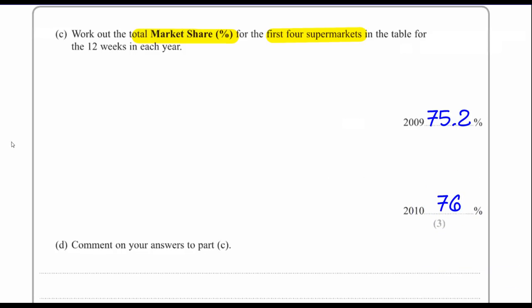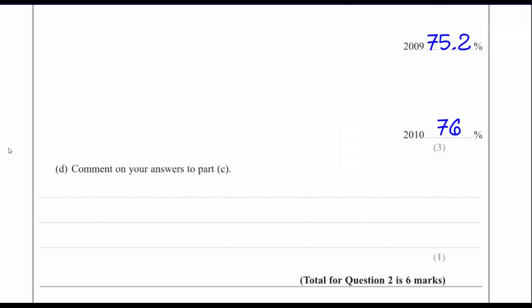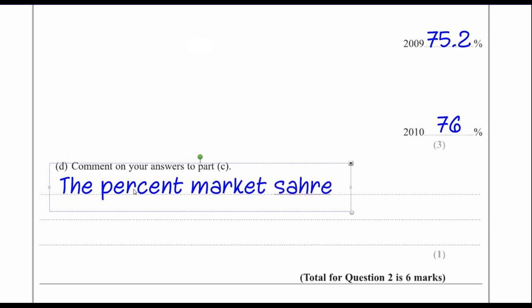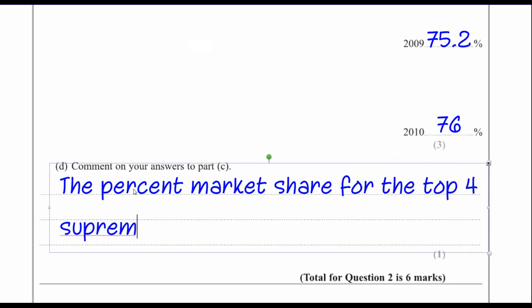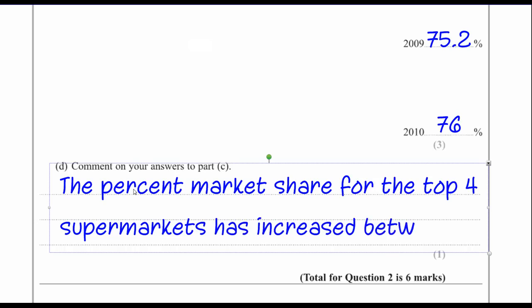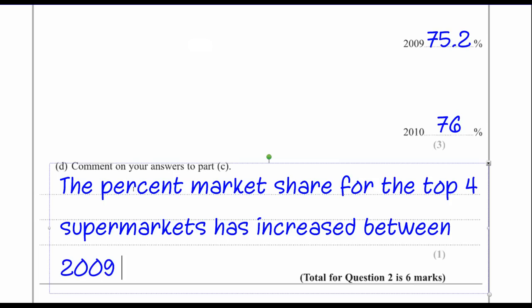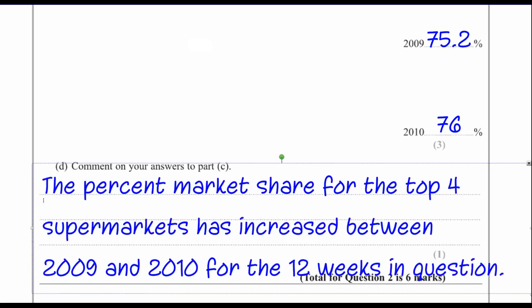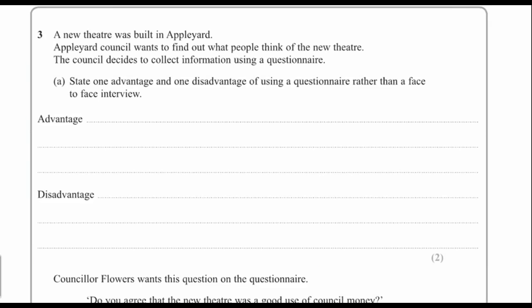Comment on your answer to part C. Well, what's the most obvious thing to say? It's that the percent market share has increased because the percent has gone up. Share for the top 4 supermarkets has increased between 2009 and 2010 for the 12 weeks in question. You don't have to go into that much detail, but just in case. There you go.